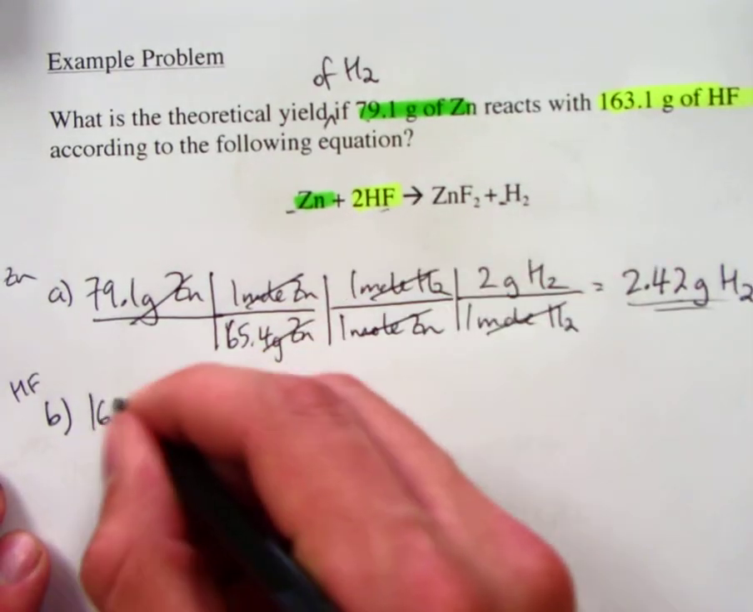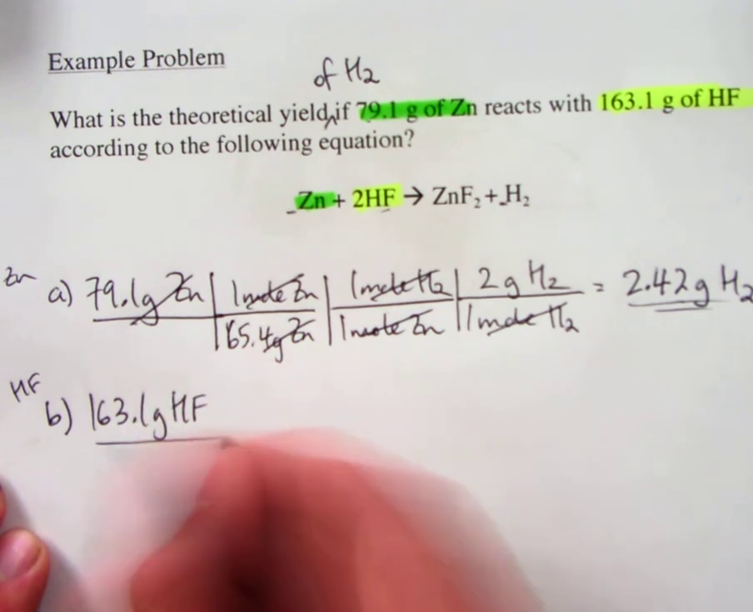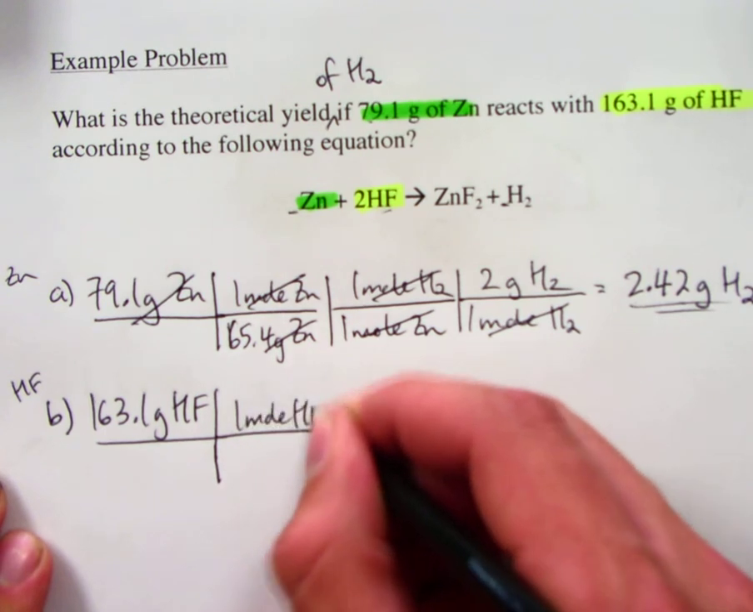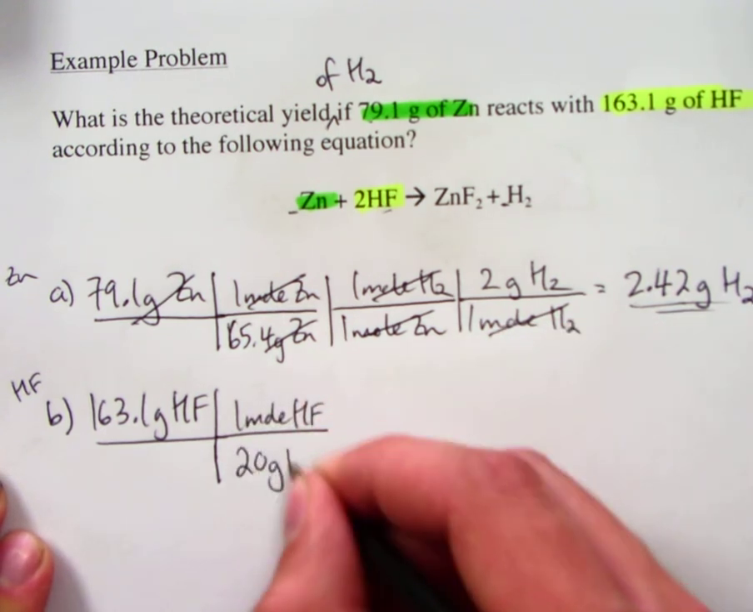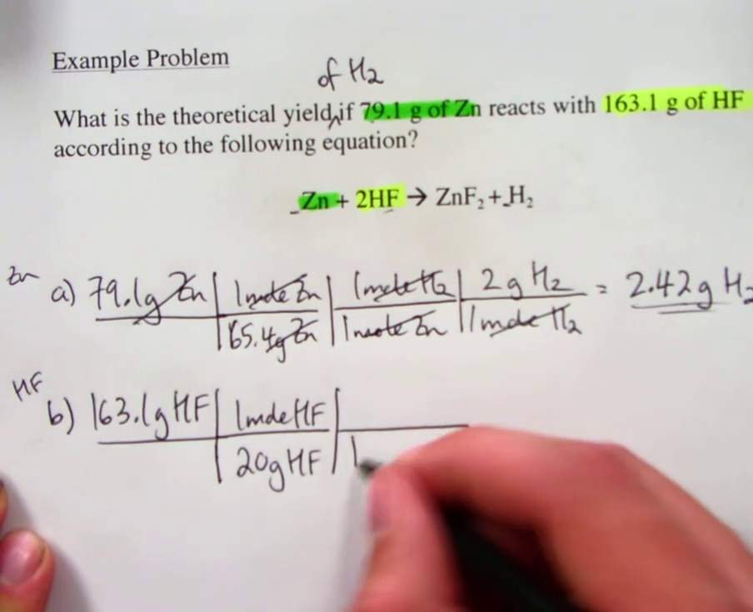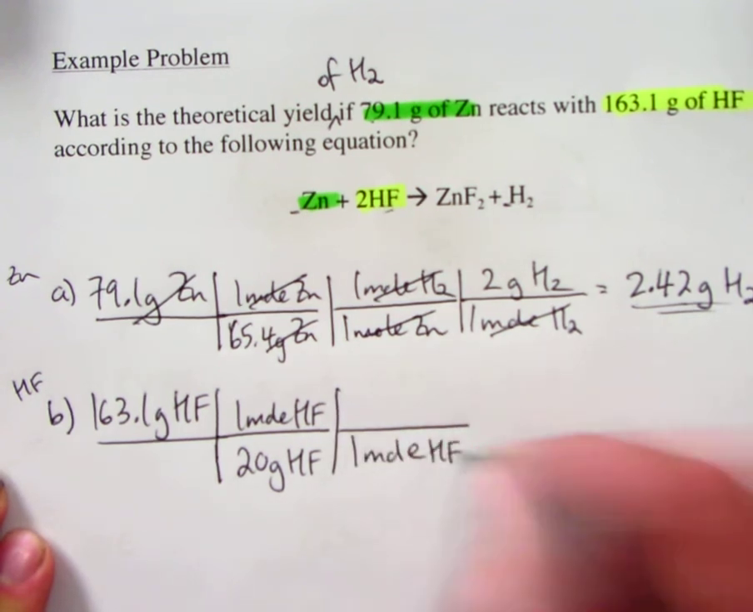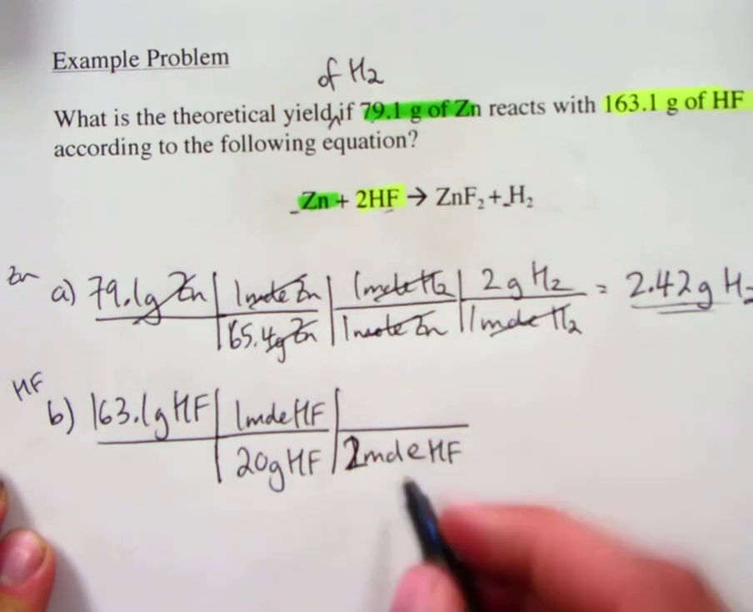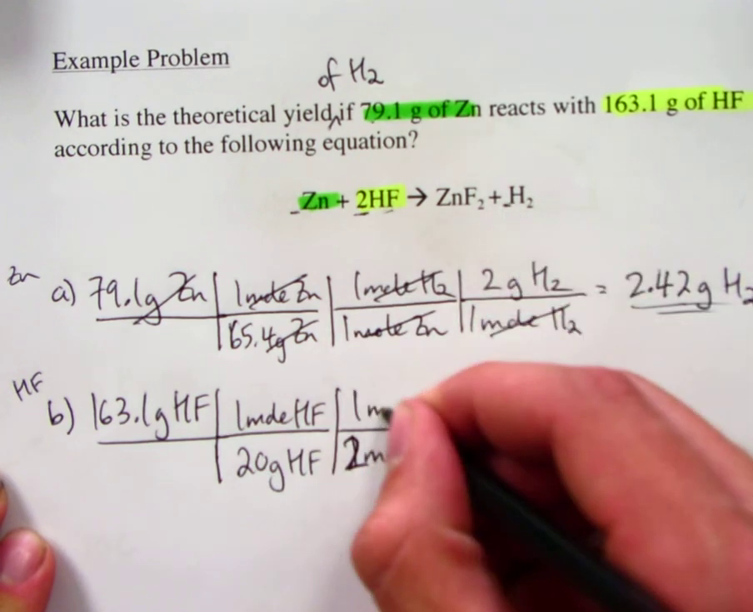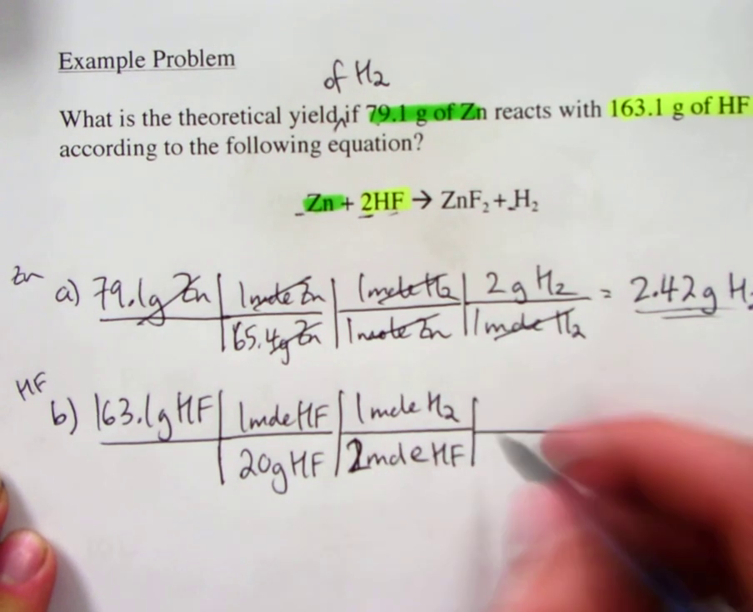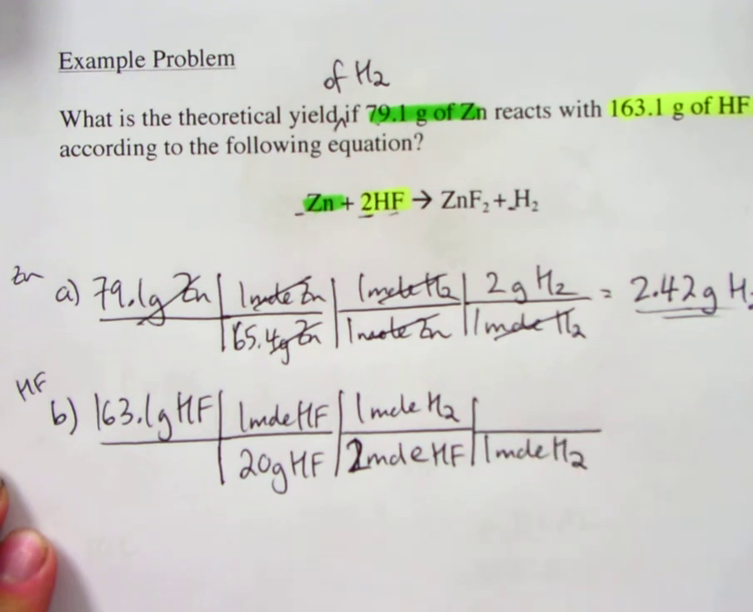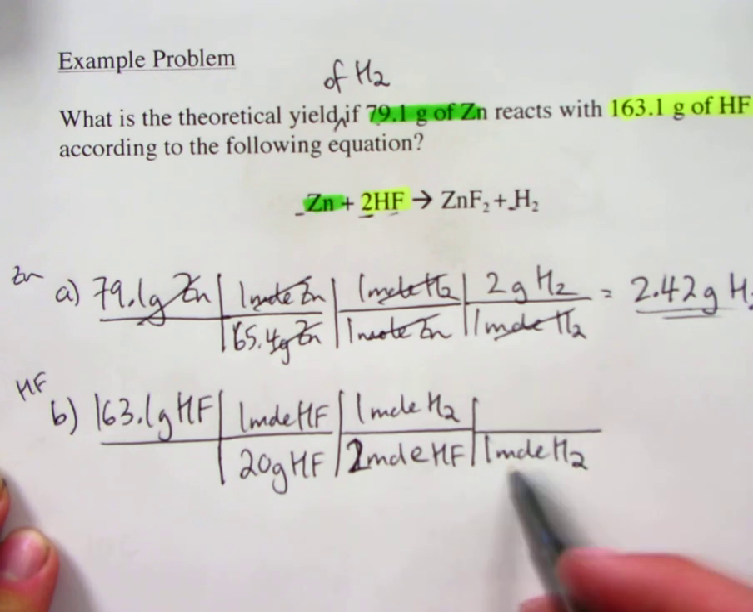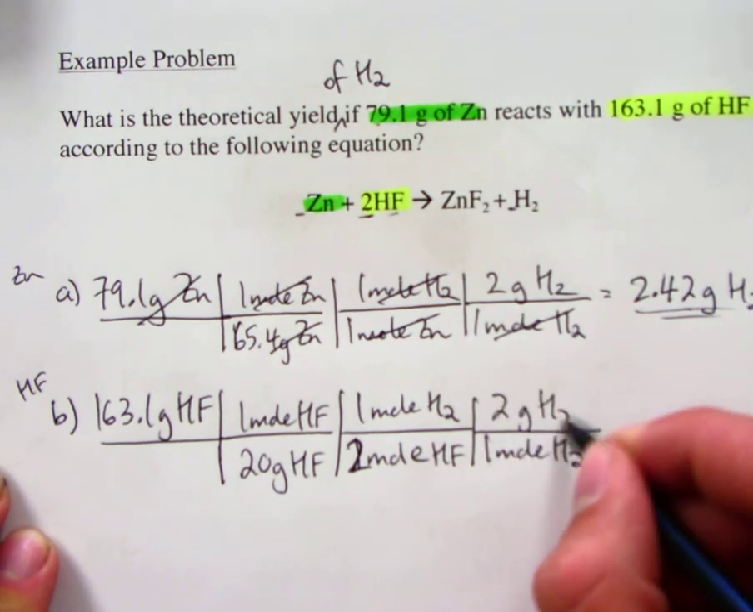Well, we have 163.1 grams of HF. We do the same setup. But now we need to use the molar mass of HF, which is 20 grams. We use the molar ratio of HF to our product. Uh-oh, I can't just assume it's 1 because I have to look at the equation. 2 moles of HF for every 1 mole of H2. And then again, 1 mole of H2, just to emphasize, this is not from the equation. This is for the molar mass step, it's always 1 mole. Gives me 2 grams of H2.